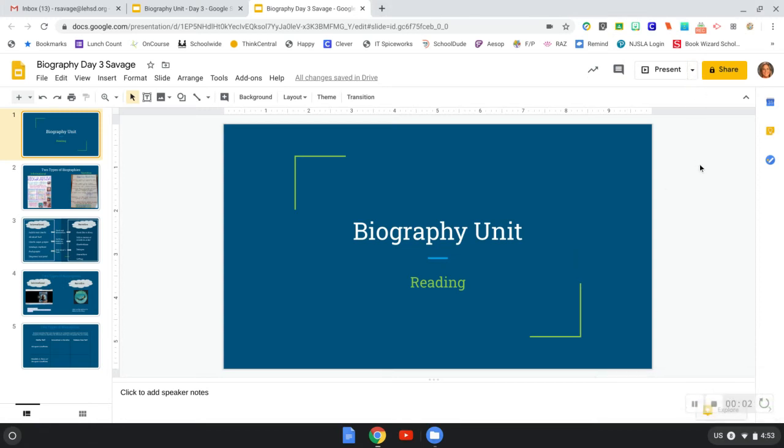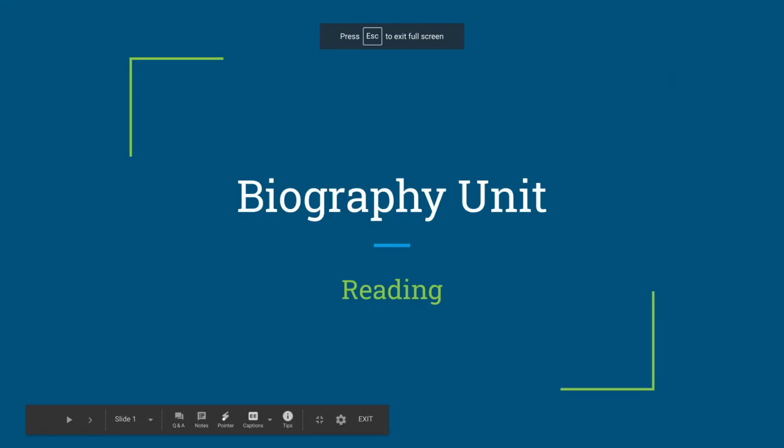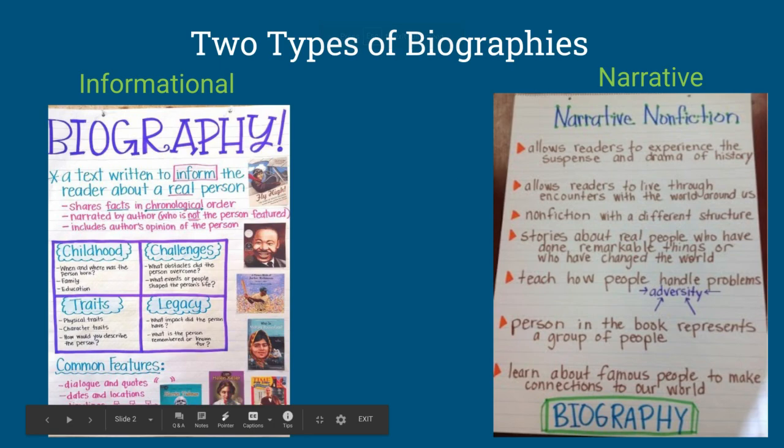Hi, boys and girls. We're going to continue our study of biography with our third day, and we're going to talk about two different kinds of biographies, ways that authors can write them. All right. So we're going to talk about informational and narrative nonfiction type of biographies. Both of these, let me clarify, both of these are nonfiction. The narrative is just written in a different way than the informational.